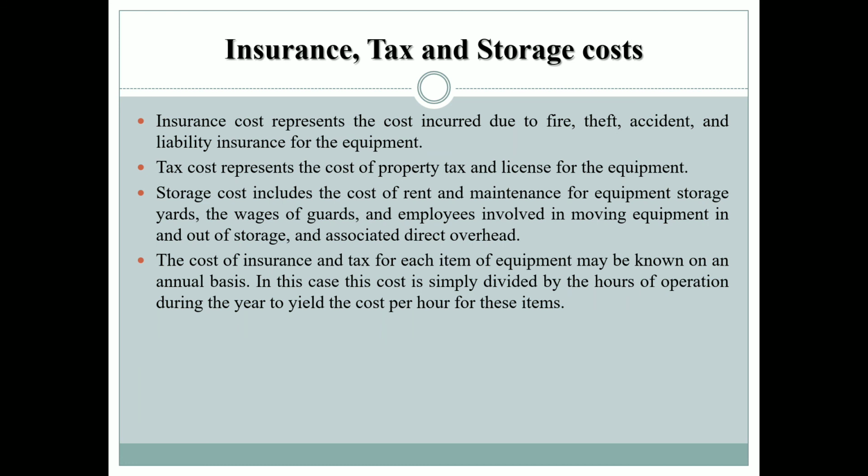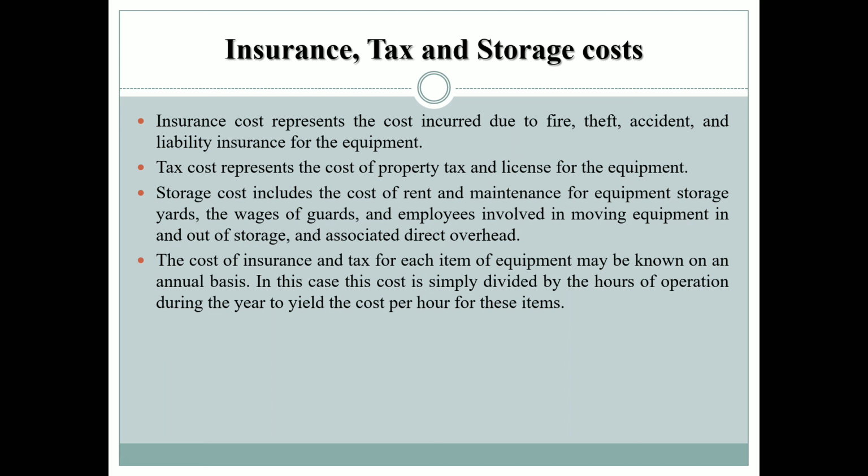Next, insurance, tax and storage costs. Insurance cost represents the cost incurred due to fire, theft, accident and liability insurance for the equipment. If something happens, the insurance cost also has to be covered. Next, tax cost represents the cost of property tax and license for the equipment. Whereas the storage cost includes the cost of rent and maintenance for equipment storage yards, the wages of guards and employees involved in moving equipment in and out of the storage, and associated direct overhead.